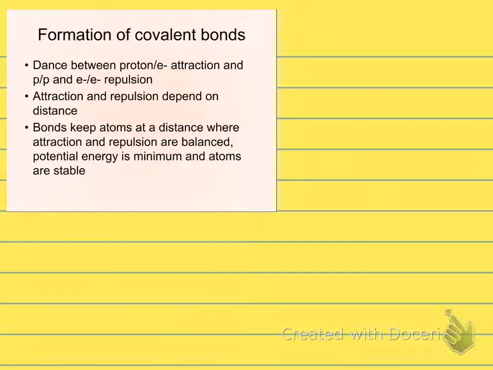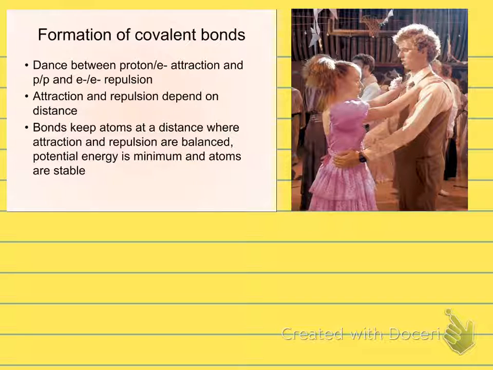Okay, now let's talk a little bit about how those covalent bonds form. Well, it's a dance. A dance? Yeah. It's a balancing act between the attraction of protons and electrons for one another and the repulsion that protons exert on other protons and electrons exert on other electrons. Kind of awkward. Maybe not as awkward as this, but still.